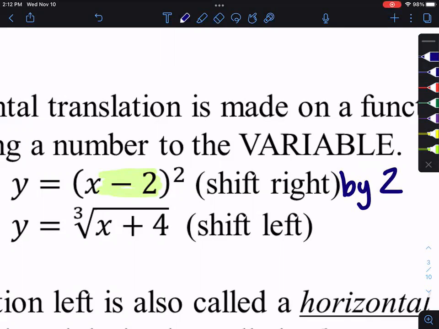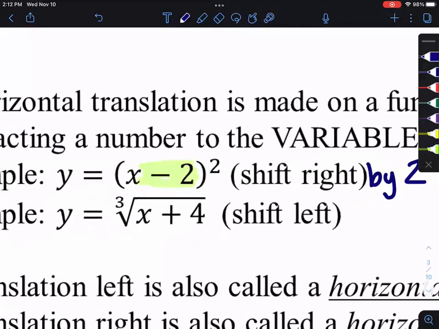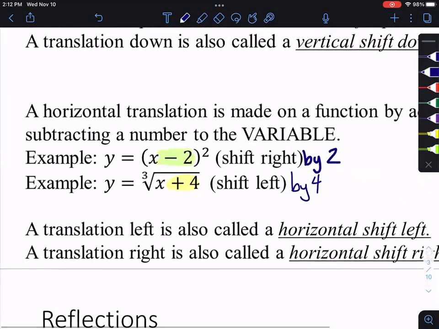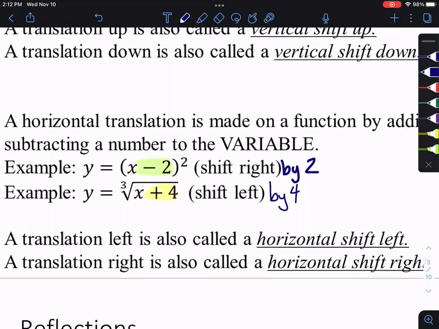The cube root of x would be the parent function for the next equation. The +4 is inside with the x, so it's underneath the cube root, and that means it's going to be moving to the left, not by 2, by 4. So +4 inside with the variable actually moves to the left by 4. And both of these shifts are horizontal shifts, a horizontal shift to the left and a horizontal shift to the right.